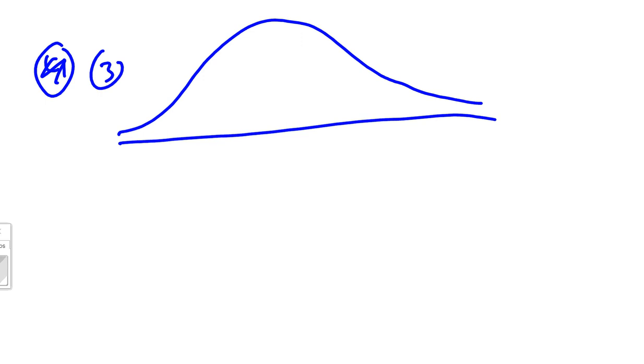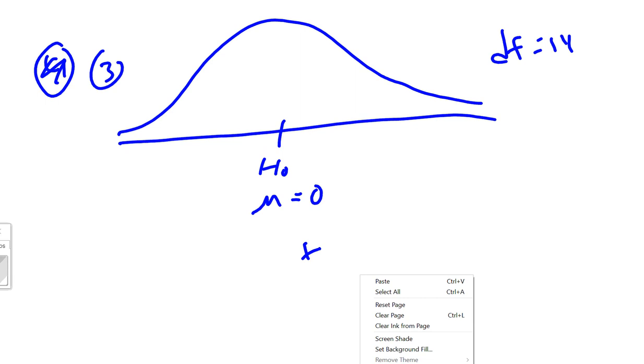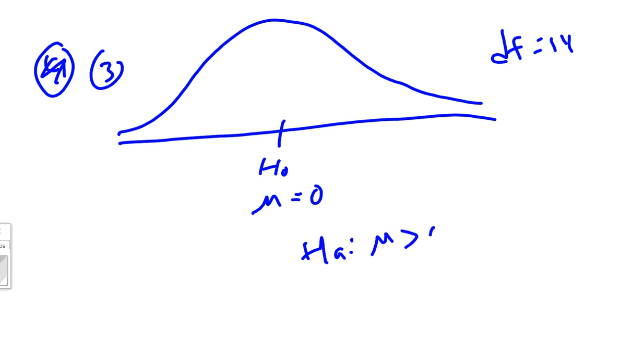Looks like a normal distribution, but we know it's a T distribution, specifically with degrees of freedom equal to 14. We're going to put HO in the middle, which was that mu was equal to 0, indicating that these people did not improve at all. And keep in mind, HA is that mu is greater than 0, so we're expecting that to happen. We mark off our 1.5.